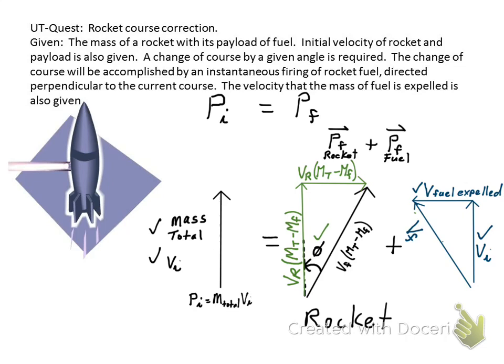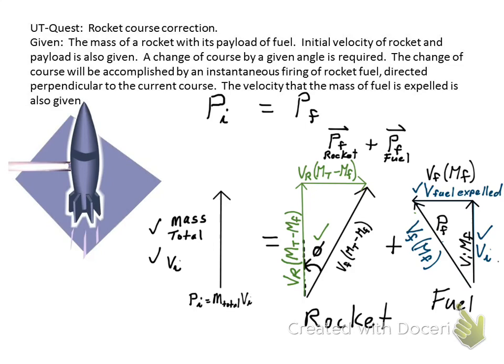So if we wanted to, we could do a vector addition problem here and find the final velocity of the fuel, which doesn't really help us much because we need to add momenta, not velocities. If I knew the mass of the fuel, then I could find the final momentum of the fuel. And likewise, I could identify each one of these components. Okay, so the final momentum of the rocket plus the final momentum of the fuel, both two-dimensional vectors, if I add them together, they need to equal the initial momentum stated in the problem.